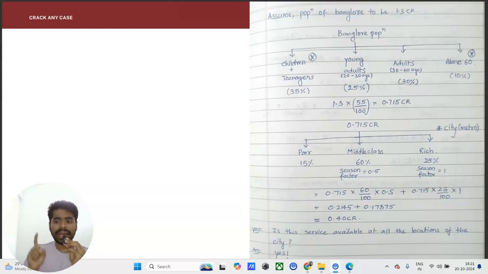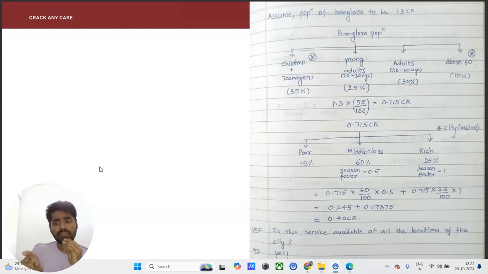So now I am going to segregate this 0.715 crore population into poor, middle class and rich people, and I am considering the middle class and rich people only use this service. Poor people are not going to use this service. I am pretty sure about this thing, so I am ignoring them. So now in this problem, in this approach that I am doing now, what will be the season factor? The season factor will be 0.5 and 1 here. What I considered is 1 out of 2 people in middle class uses this service, and each and every rich people uses this service. This is how I am considering. You can consider in your way.